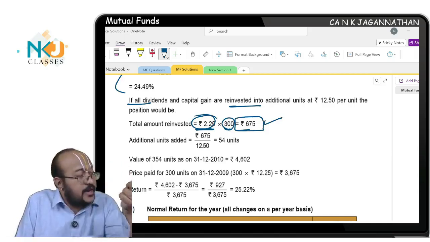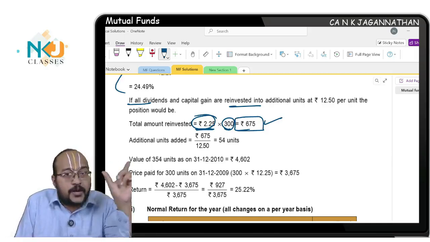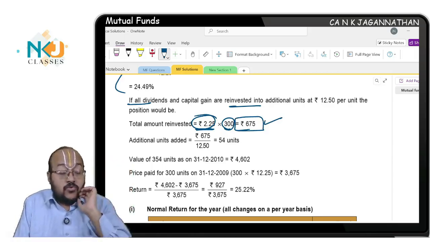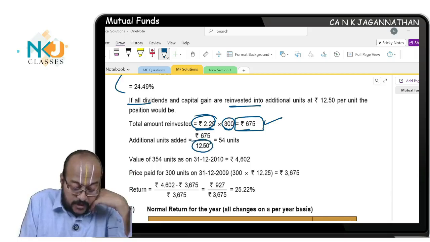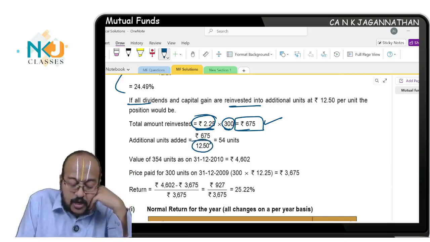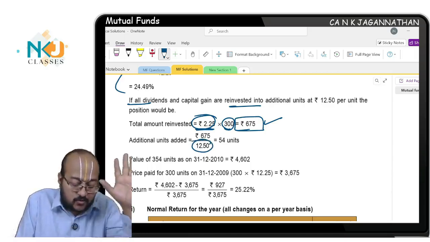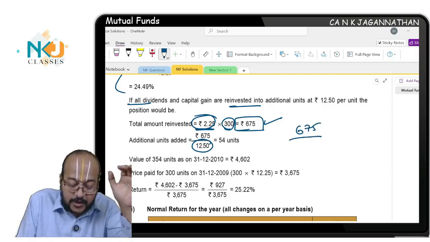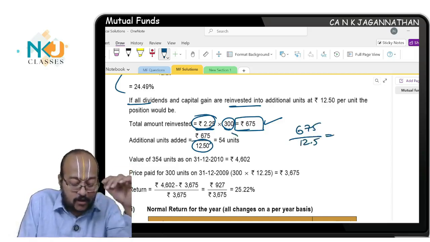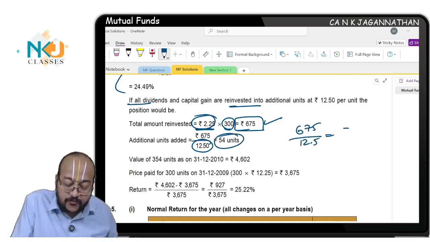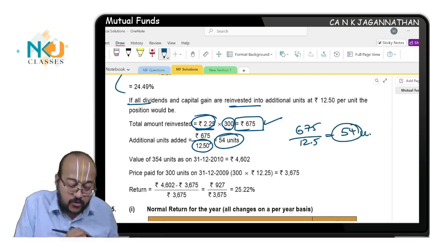But at what NAV will I reinvest? Opening NAV? No, the fund will not provide you the opening NAV. They will give you 12.5 instead. Average NAV for the reinvestment is 12.5, they have given in the question. So 675 divided by 12.5, how many units will be allotted? 54 new units will be allotted.